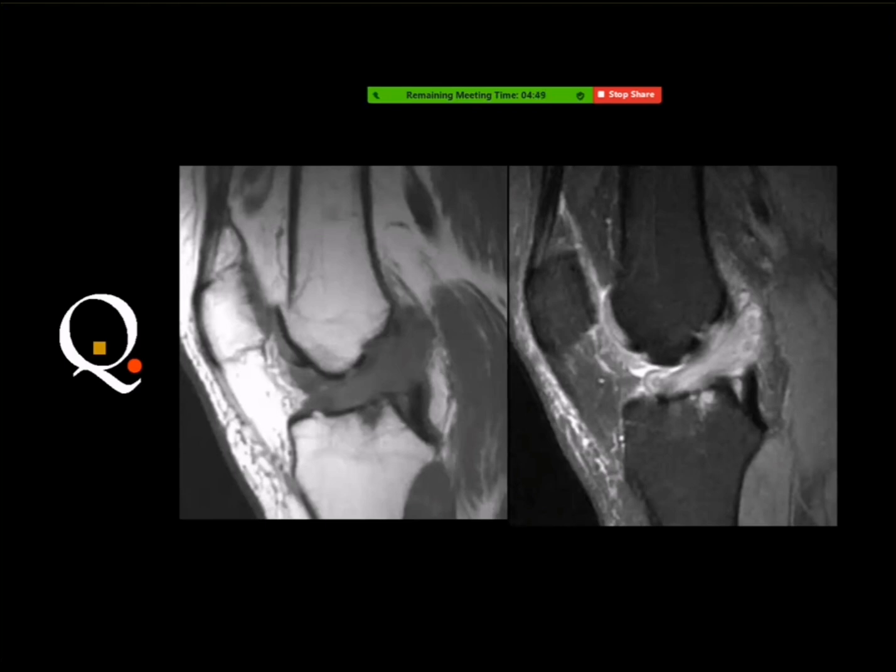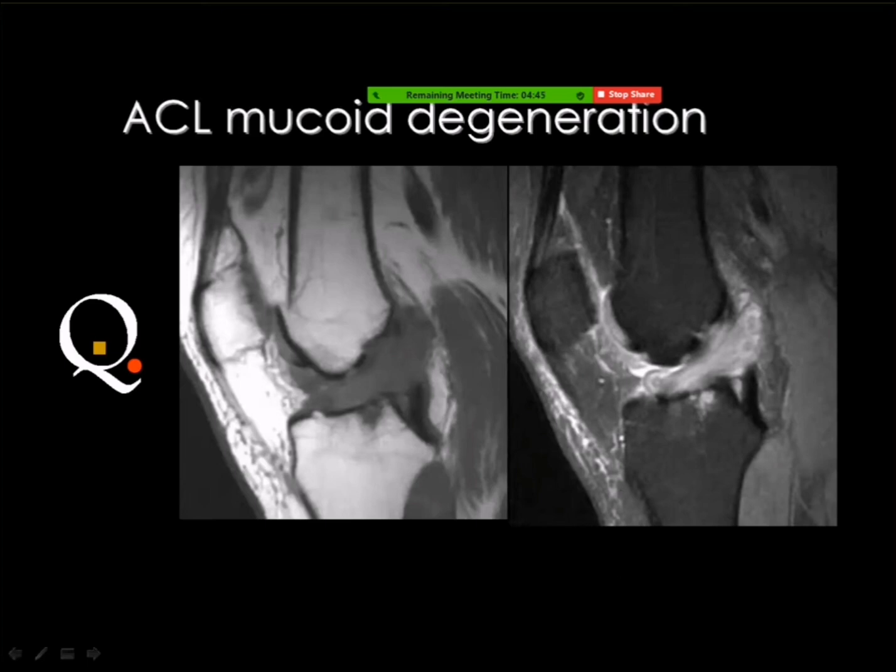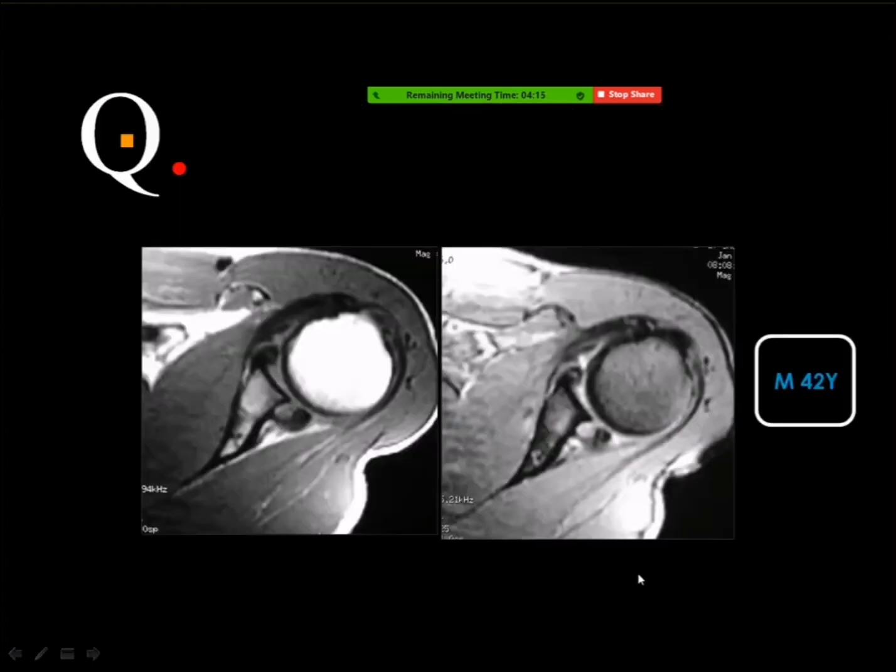Mucoid degeneration of ACL? Yes, this is mucoid degeneration, and in many of the revisions I insist on including a case like this because of the mistakes made in the diagnosis of such a lesion. Some may say that this is a sprain or degeneration or tear, but the accurate diagnosis is mucoid degeneration of the ACL, and this is a classic appearance.